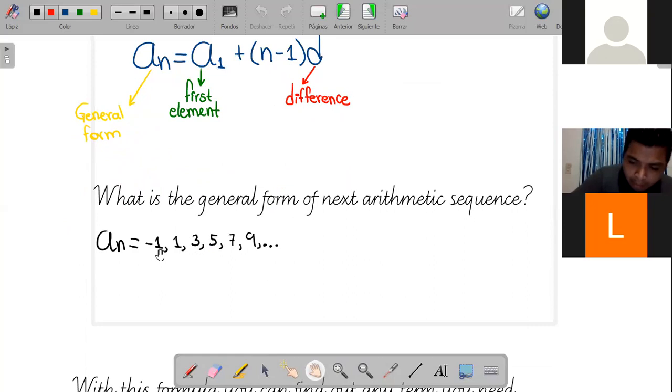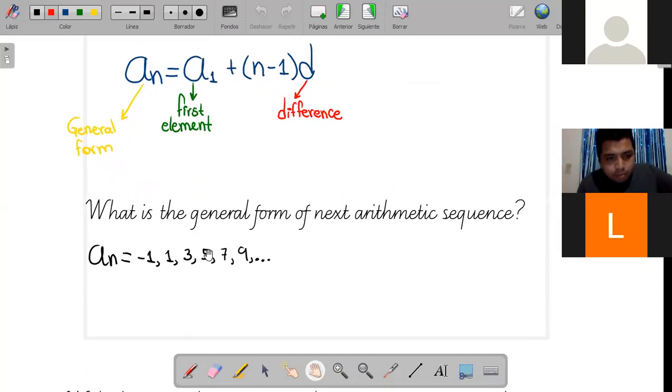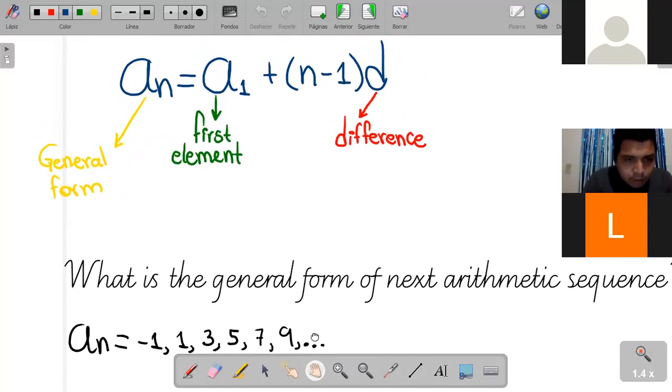So what is the general form of this arithmetic sequence? If you see, it starts with -1. Remember that this connects the ordinal numbers or the natural numbers from 1 to infinity with real numbers. So here we have -1, 1, 3, 5, 7, 9. I don't know if you already discovered it: the first element is over there, and the difference. Those are the things we need to apply this formula to discover the general form we have in the last exercise. The question that Ana Lucia made can be described here with this exercise.